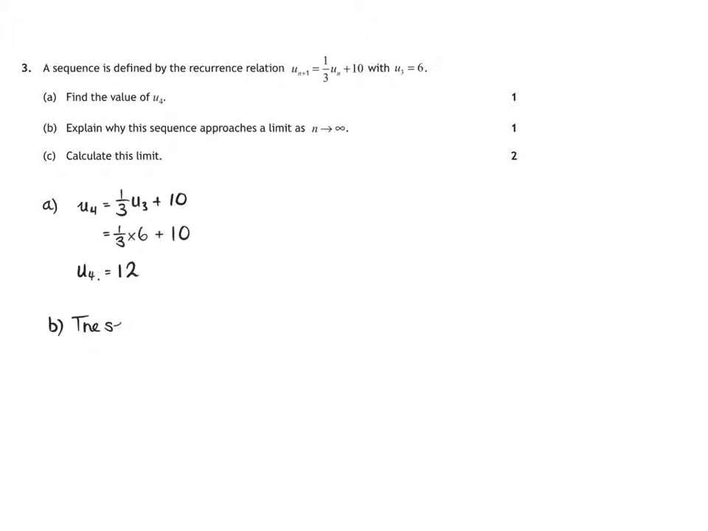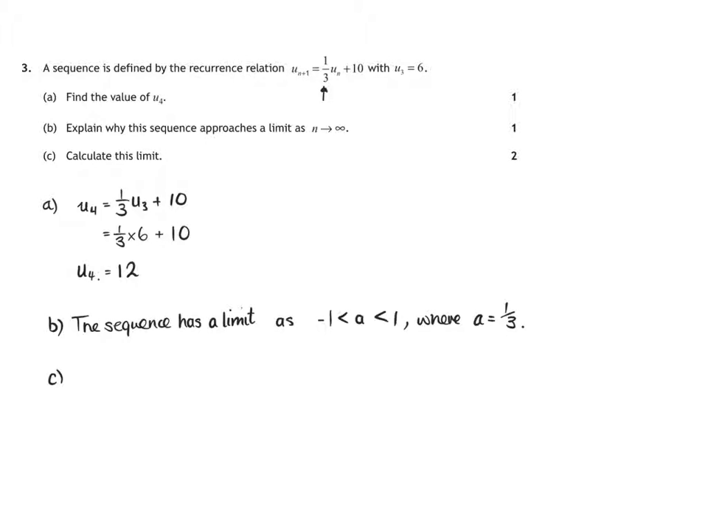Okay, so the sequence has a limit as a is between 1 and -1, where in this case a is 1/3. And it's also because it's linear. Okay, so the sequence has a limit as that number multiplying the u(n) is between 1 and -1. Right, so calculating this limit that we've been asked.